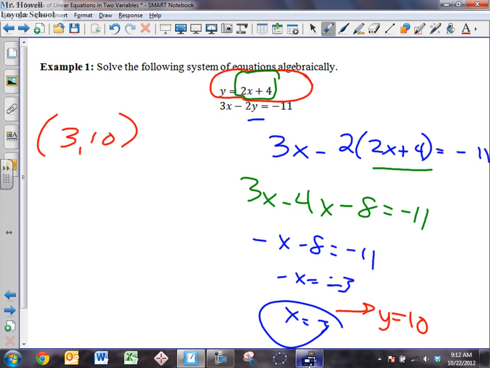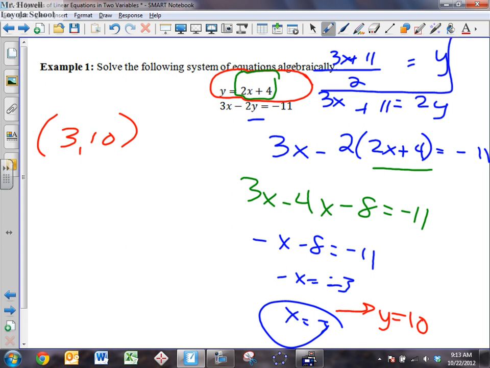I'm going to move the y over as a positive, making this 3x plus 11 equals 2y. Again, move the 11 over as a positive, move the 2y over as a positive, divide by 2, giving us y equals 3x plus 11 all over 2. Okay, that's going to be our equation.